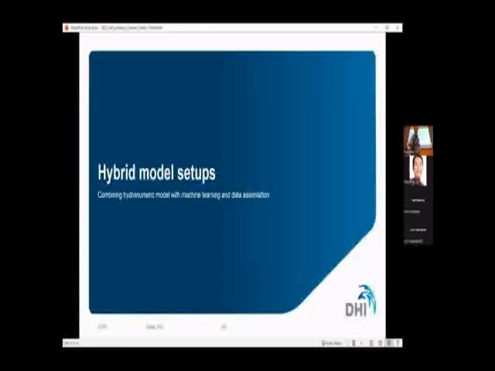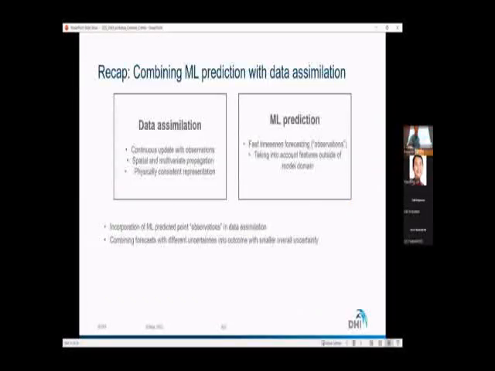So the hybrid model setup, just to recap: data assimilation allows for the continuous update with observations and the spatial and multivariate propagation, which is really important here. We don't have that from the ML time series prediction. And the ML, on the other hand, allows for fast time series forecasting and really taking into account features outside of the model domain. So we hope, all in all, that combining forecasts with different uncertainties from the deterministic numerical model and from the machine learning model will lead to smaller overall uncertainty.